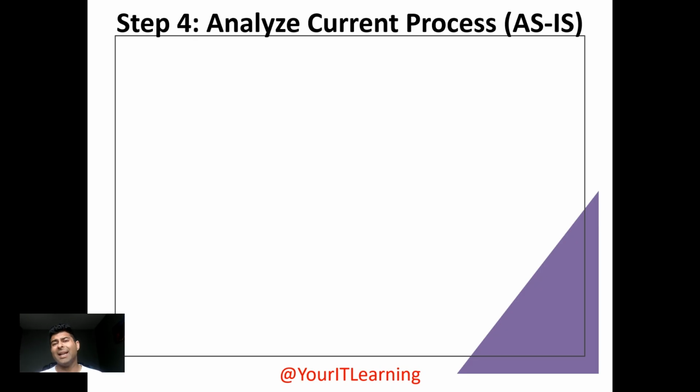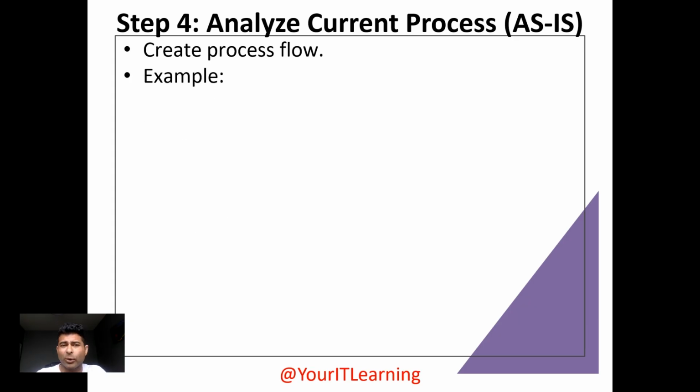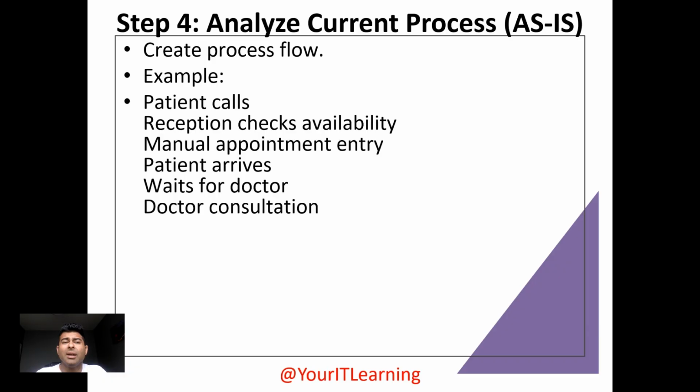Step 4 will be to analyze the current process, how things are working as-is. So create a process flow diagram. For example: the patient calls, reception checks availability, and makes a manual appointment entry in the system. So there's no automation. If there were automation, the members would get an automated SMS or email. The patient arrives maybe late because they didn't get the right notification. The wait for the doctor is too long.